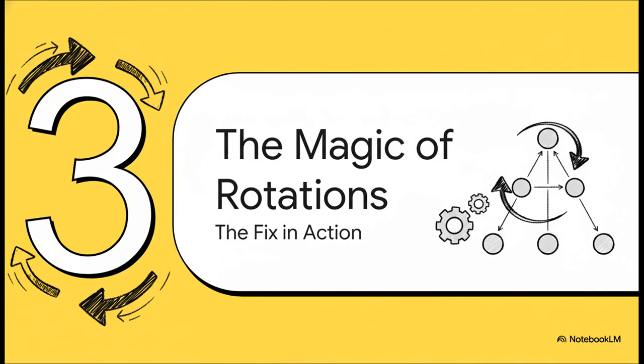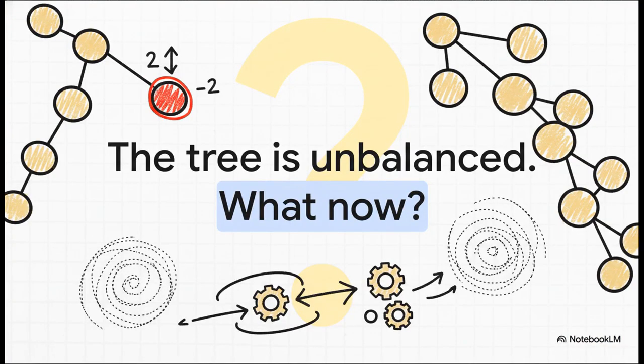All right, so we can spot an imbalance. But how do we actually fix it? This is where things get really cool. The solution is this elegant, almost mechanical process called a rotation. We found a node with a balance factor of 2, or maybe -2. The tree is officially out of whack. The question is, what are we going to do about it?